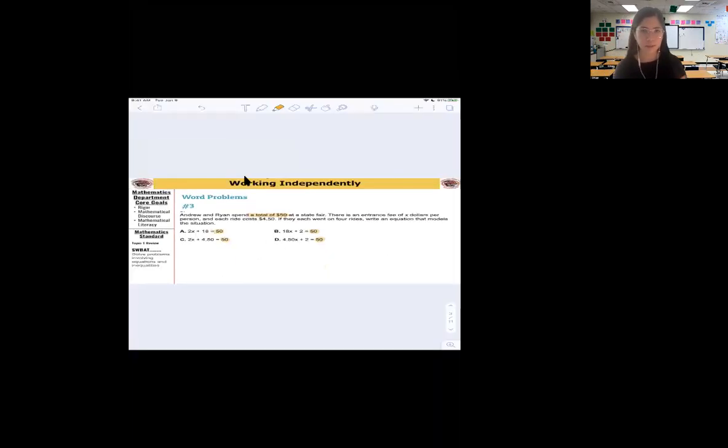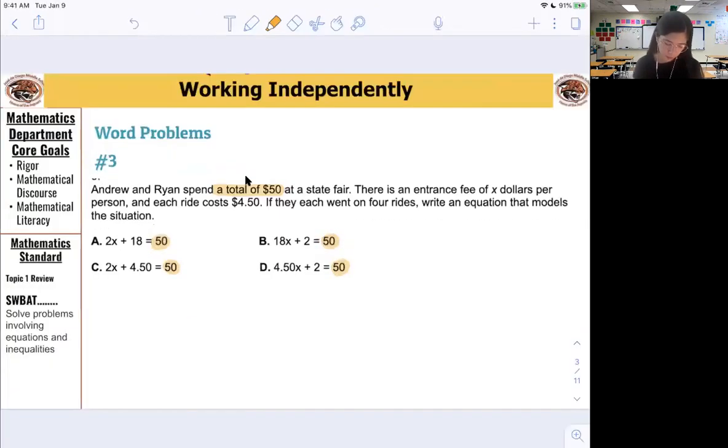Well, you got to read carefully. If each ride is 450, and there were 4 rides, it's telling you right there that you need to multiply 450 times 4. And if you do that on your calculator or on paper, you'll notice that that equals 18. So that's where that 18 is coming from. So I know that answer choice C and D can't be right because they didn't account for the fact that you're going on 4 rides. So you had to do that multiplication.